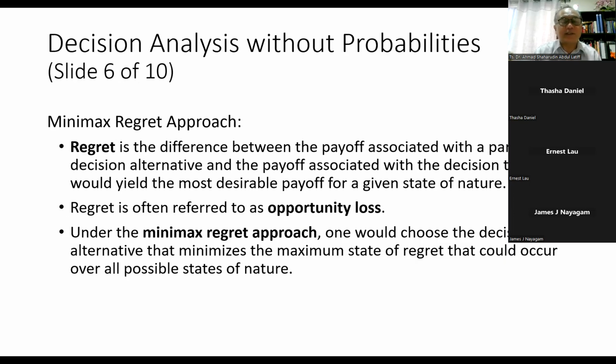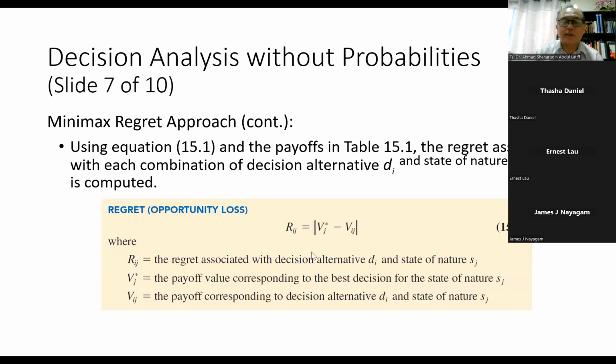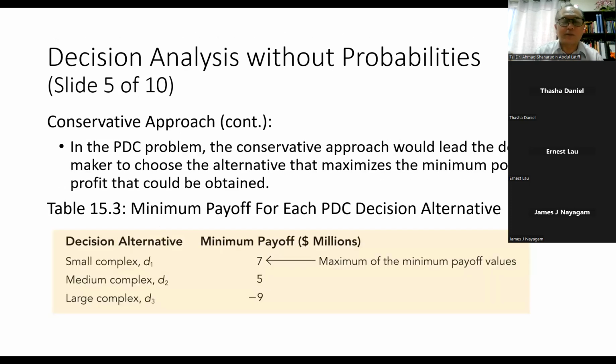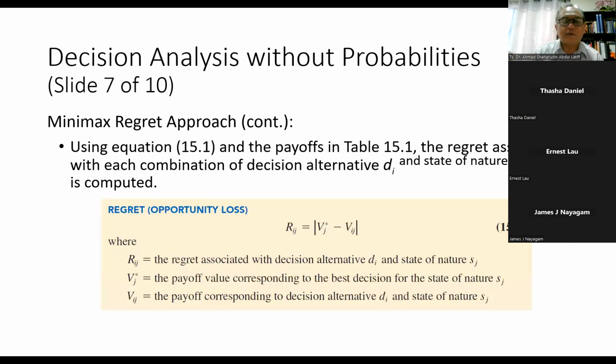Okay, when you can assess the probabilities, the regret is the difference between the payoff associated with a particular decision alternative and the most desirable payoff. So it is opportunity loss. For example, if I make the decision to opt for, say, medium, you look into the minimax regret, the minimum of the maximum regret, for this situation.